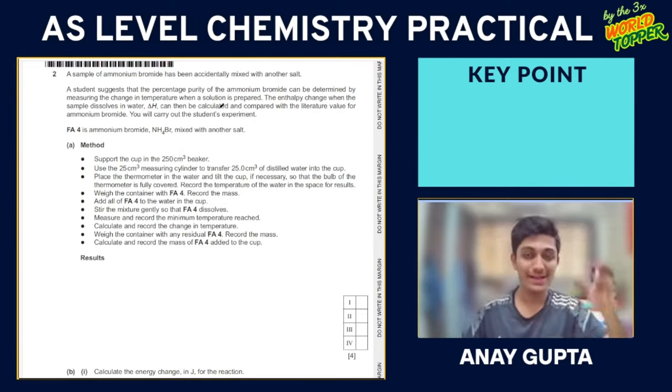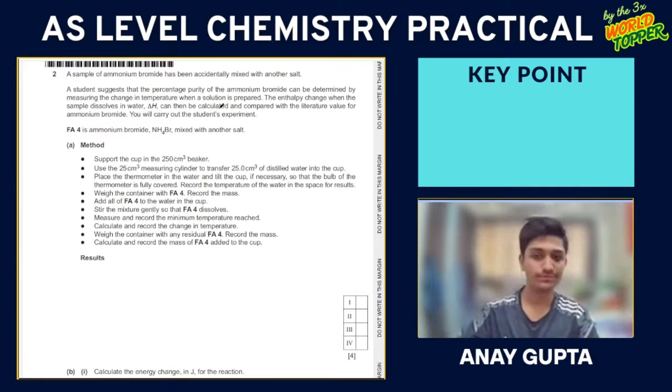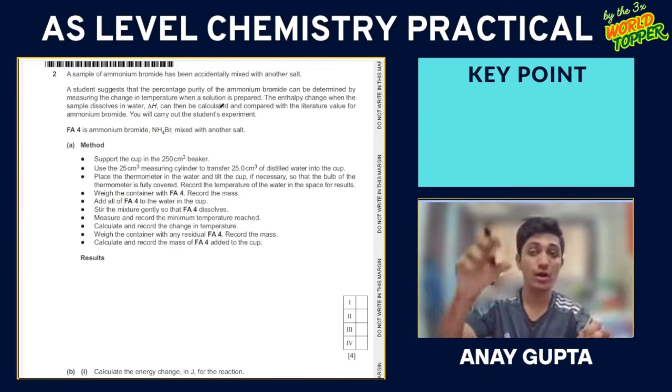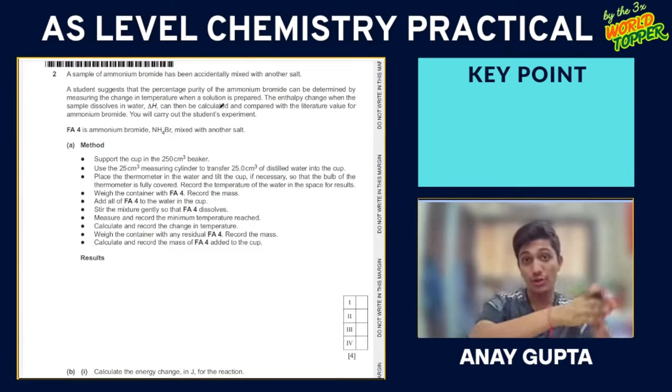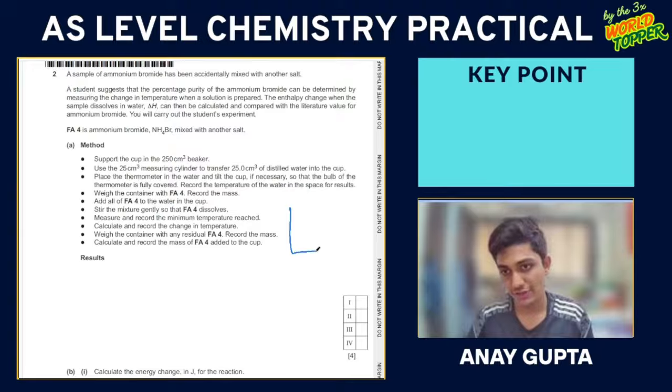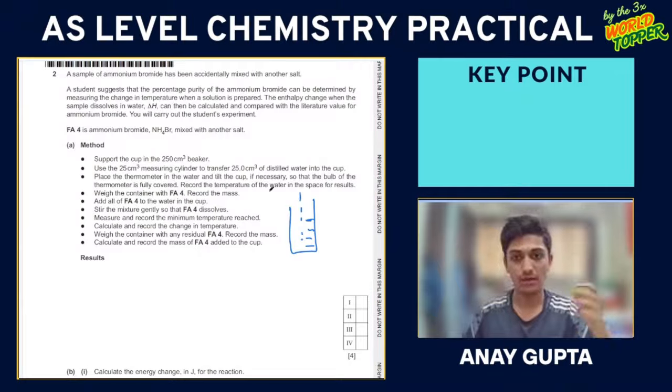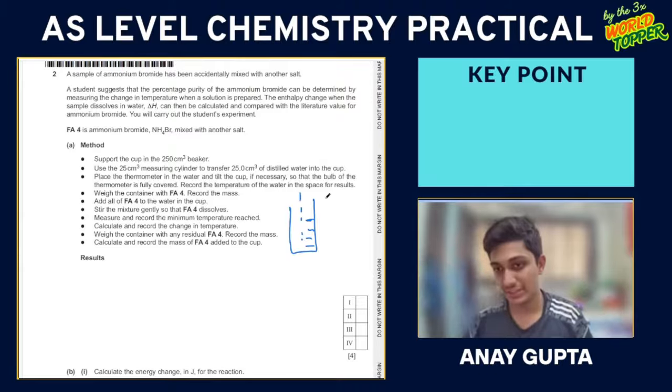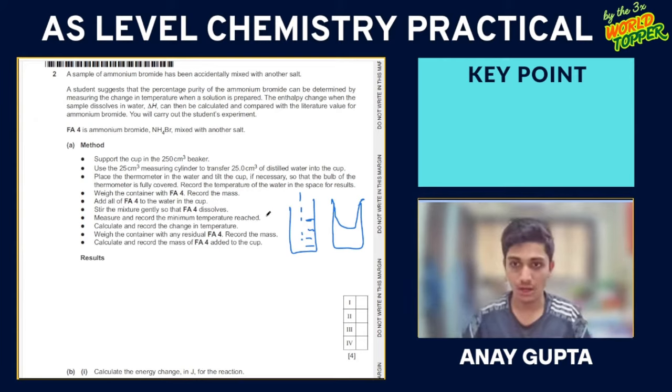So what we do is basically you take a measuring cylinder, and using the bottle of distilled water, you add 25 cm³ of distilled water into the measuring cylinder. So there's the measuring cylinder. I add water until I reach the 25 cm³ mark. Now I transfer all of the water into my polystyrene cup. So I have a beaker here, and in the beaker, I will support my polystyrene cup. Now I have 25 cm³ water here. I will add a thermometer and I will measure the initial temperature of the water. Okay, record the temperature of the water in the space for results.